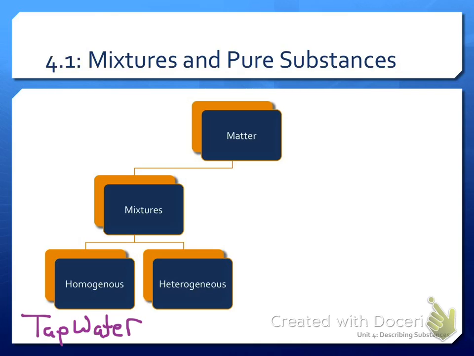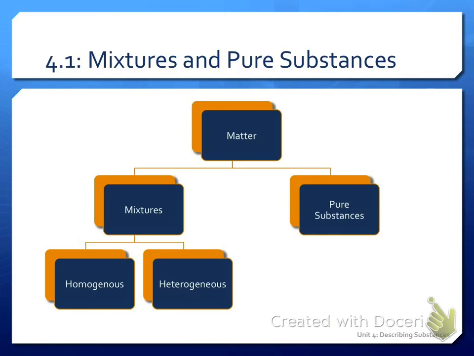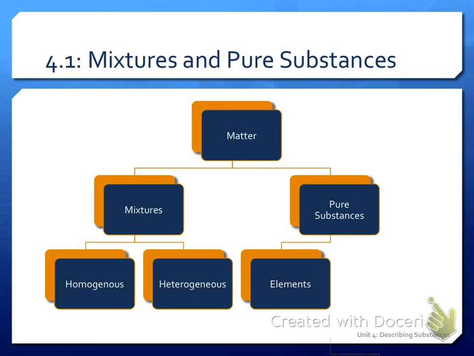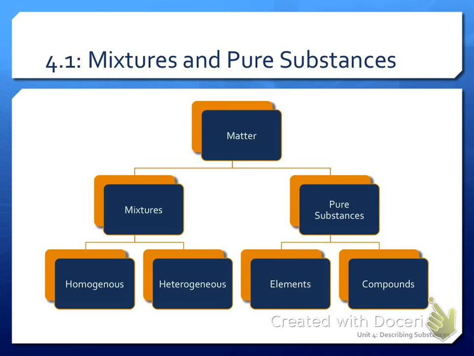Heterogeneous mixture. Granite, like a rock you pick up off the ground. You can see the difference in there. Okay, there are different minerals that make up that granite rock. That would be a heterogeneous mixture. It's a mixture. All right. Pure substances, on the other hand, we have two types of pure substances. What are they? Okay, elements, compounds. Very good. Elements, compounds.